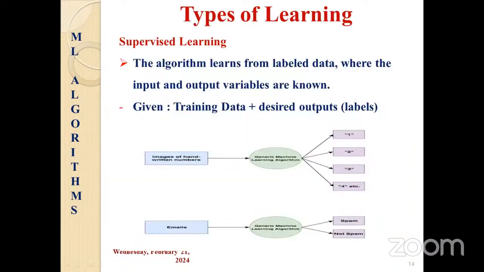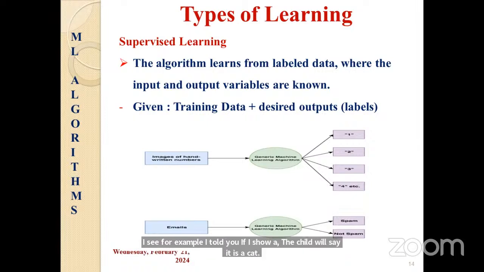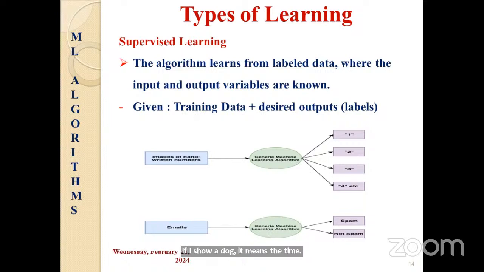Okay, there are different types of learning. Actually, what is learning? You have to build a model from the data. How will this model building be done? For example, if I show a cat image, the child will say it is a cat. If I show a dog image, the child will say it is a dog. How is the child able to say?